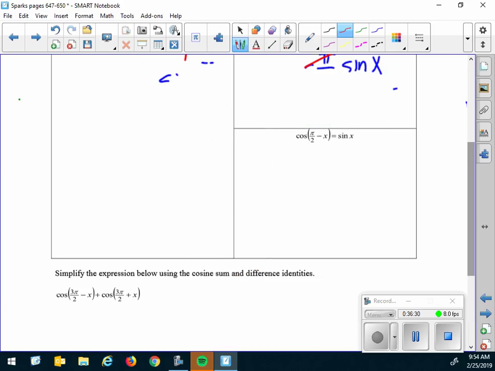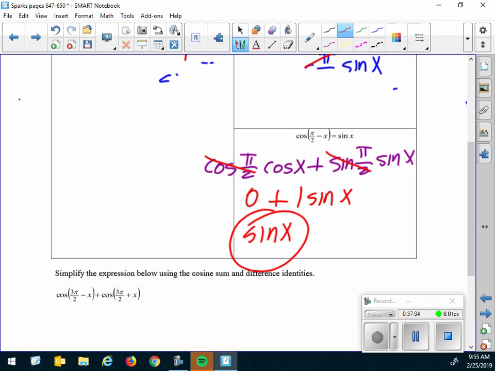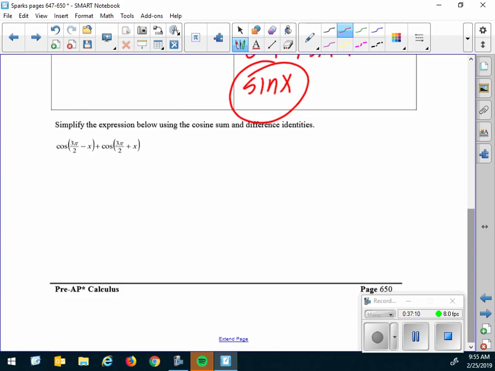We need to prove that cosine of pi over 2 minus x equals sine of x. Cosine of pi over 2 minus x, cosine with a minus, that's going to be cosine of the first, cosine of the second, plus sine of the first, sine of the second. Cosine of pi over 2 is 0, so this is 0 plus. Sine of pi over 2 is 1. So sine x, that was an easy one. That's what I was looking for. We got one more to do here.